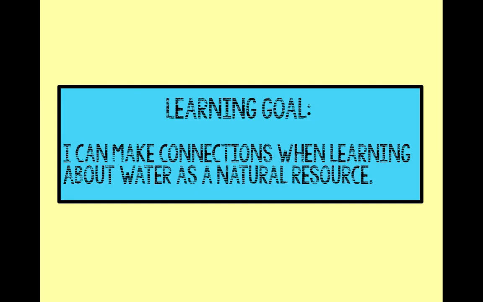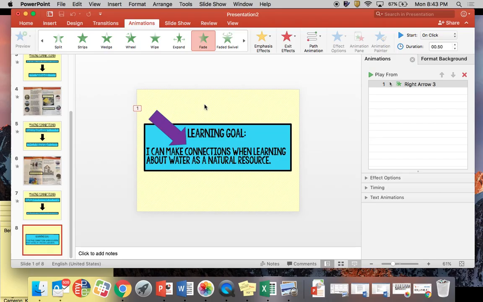So our learning goal was, I can make connections when learning about water as a natural resource. And we did just that. We connected the bodies of water, we connected the ways that we use water, and we also made connections about water safety, life jackets, and having an adult watch us. You have to really think carefully, but they are connected in the sense that those are ways we stay safe around water. You guys did a great job, and I want you to try and think about other connections as you're learning throughout the rest of this unit. All right? Good job.